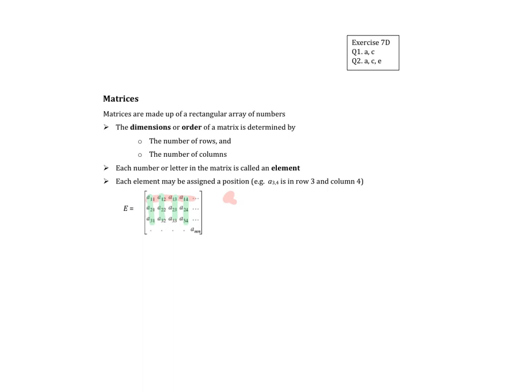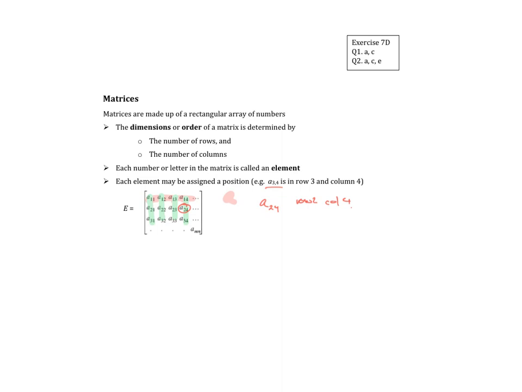So let's use this, say, that element there, A24, represents row 2, column 4, okay? As in that one there, A34. So it's just a grouping of numbers or sets of numbers, if you like, all right?